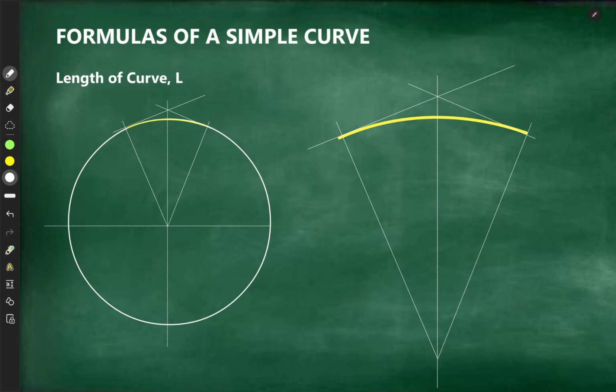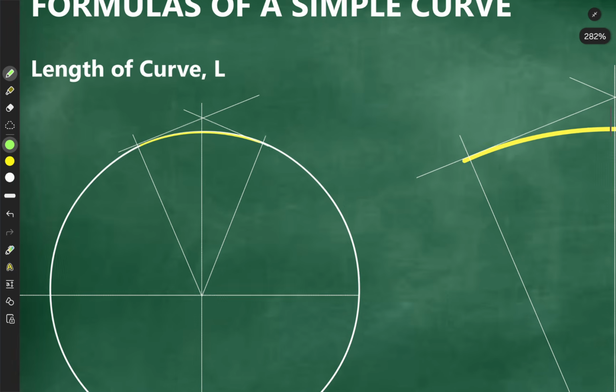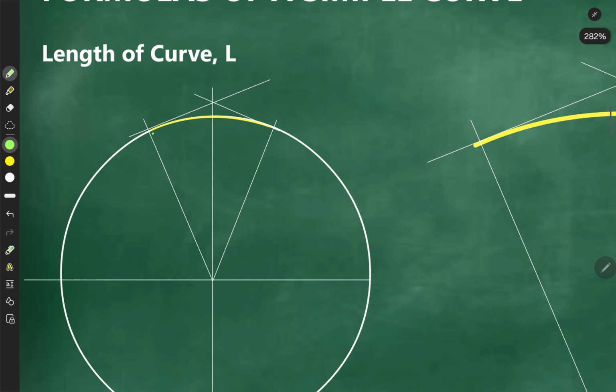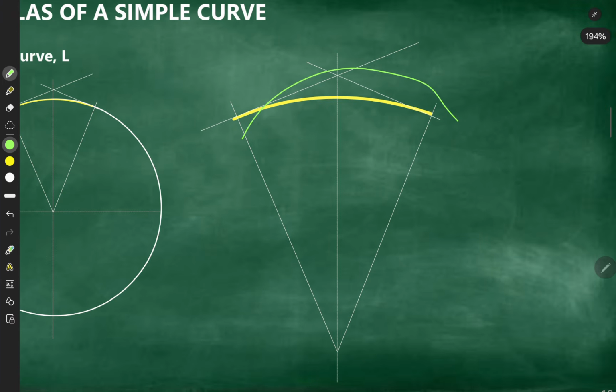First, we have this length of curve, which is yung L. Again, if we are going to determine what is length of curve is just the length or the distance from PC to PT along the curve. So this is our L. Okay, so how can we solve for that? So if this is our L, again, this is just part of a circle. So ito na yung ating simple curve.